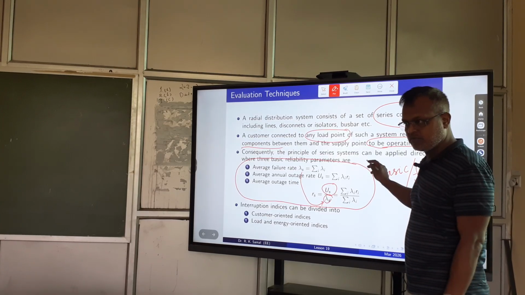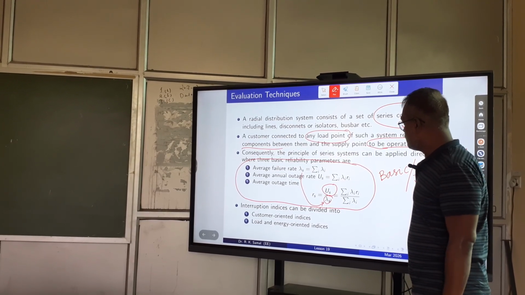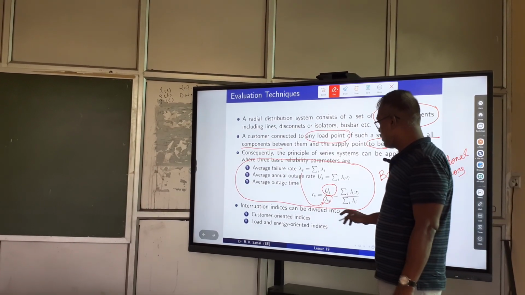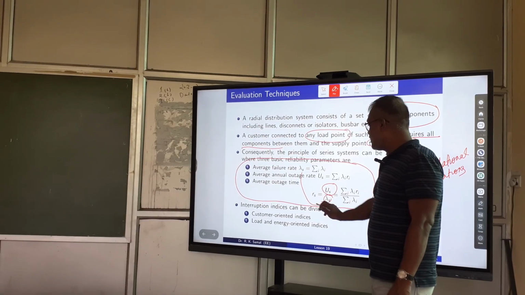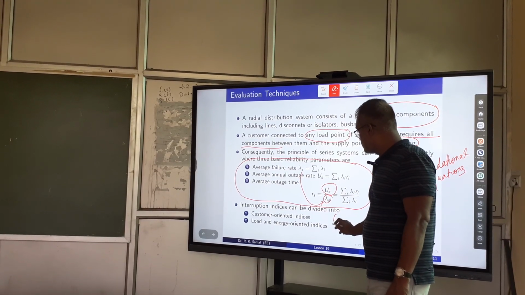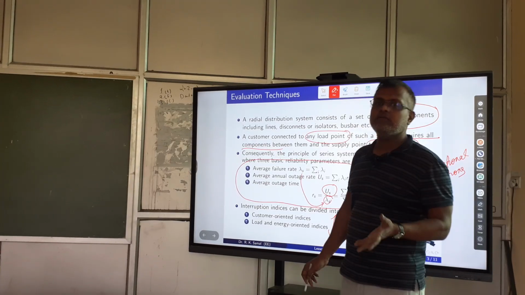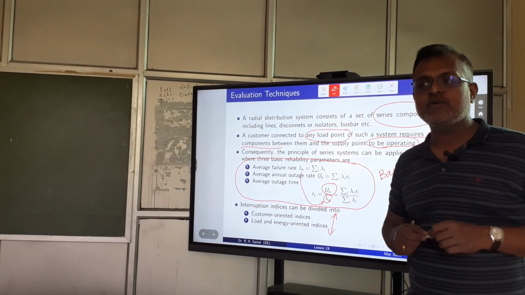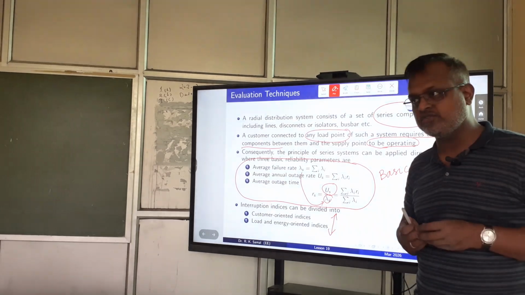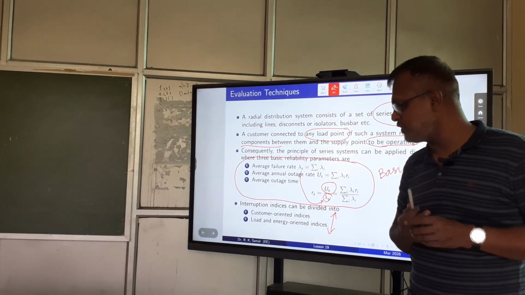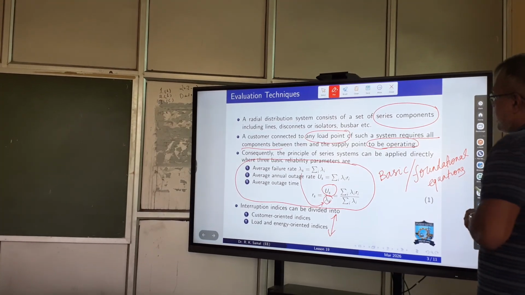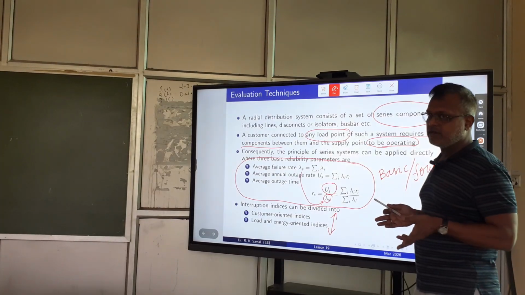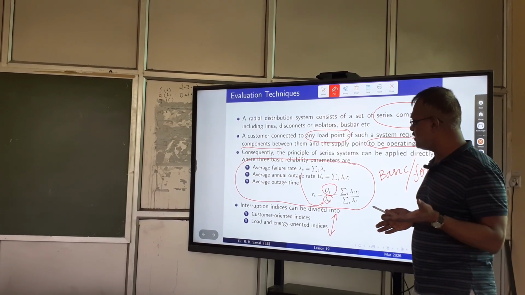Can you write this down? Interruption indices can be divided into two types. It's very important. You might be asked a 2-mark question in the exam: what is the difference between customer-oriented indices and load-oriented indices for a distribution system? So we have two types of indices: customer-oriented indices, and load and energy-oriented indices. And what is the distinction? By the end of the slide, we will be clear about the distinction between customer-oriented and energy-oriented indices.